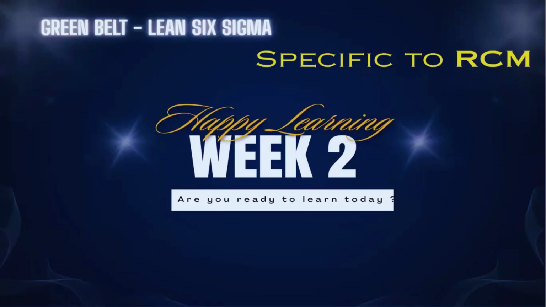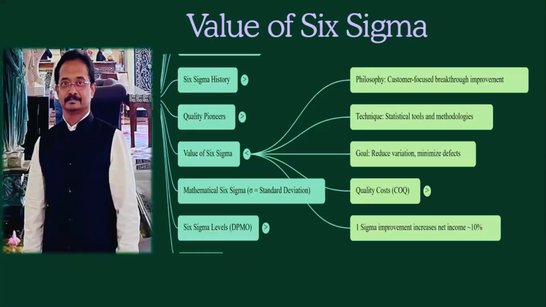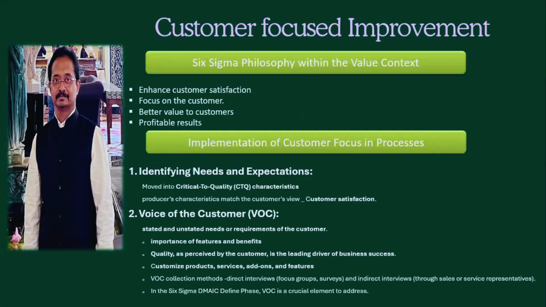Now coming to part two, the second week. We are going in depth into the theoretical part. The course alignment is that we'll complete the theoretical part in the basics itself, and when it comes to DMAIC, we will go into the practical portion on the RCM side. Now, the value of Six Sigma is our core subject today, so we are going to see what it aims at.